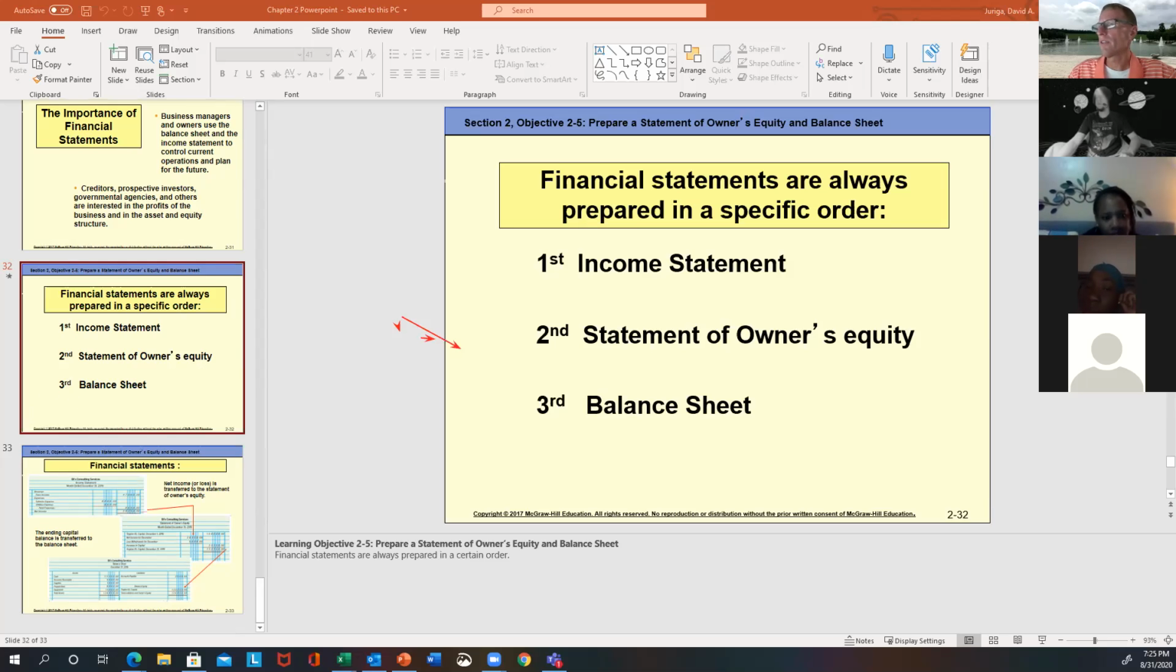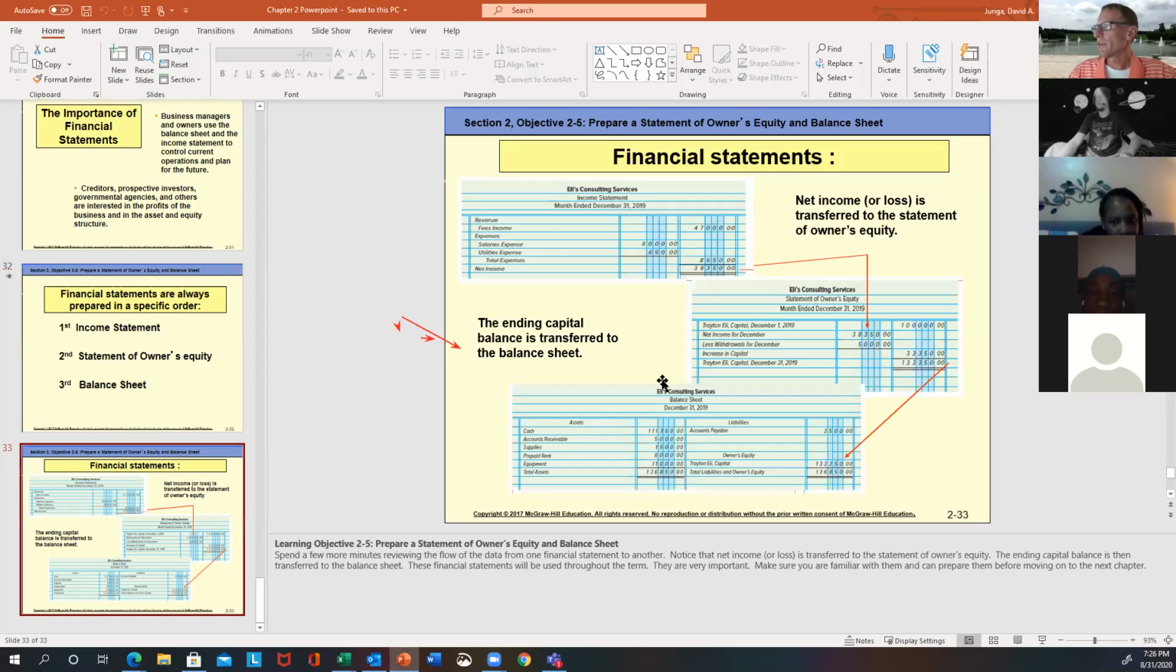So on the last slide, let me get to the last one. Here's the relationship they're trying to show you, and then I'll go back and show you a couple things. You'll notice that the top one is your income statement. Notice there's a time period on here that says month ended. And then what's on the income statement is revenues and expenses. So your income statement literally summarizes revenues and expenses.